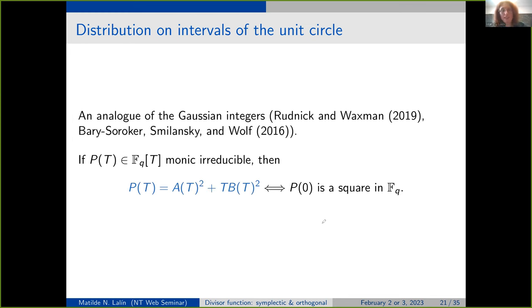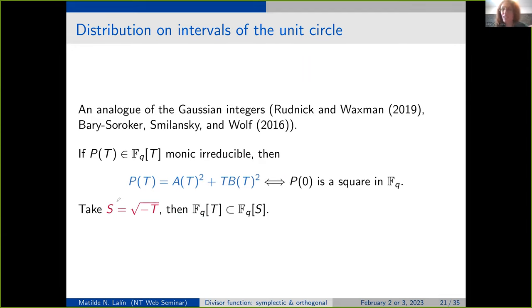And the starting idea here is that if we have P, a monic irreducible polynomial, then we can write it as A squared plus TB, okay, so T is my variable, if and only if P of zero is a square over F_q. And this equation should remind you of the primes that are a sum of two squares, okay? So it's sort of an analog of that. And to make it an analog, we should make T to be minus the square of i, right? So basically what we do is we take a new variable S to be the square root of minus T. And then we see the polynomials in T inside the polynomials in S. And so this S will play the role of i.